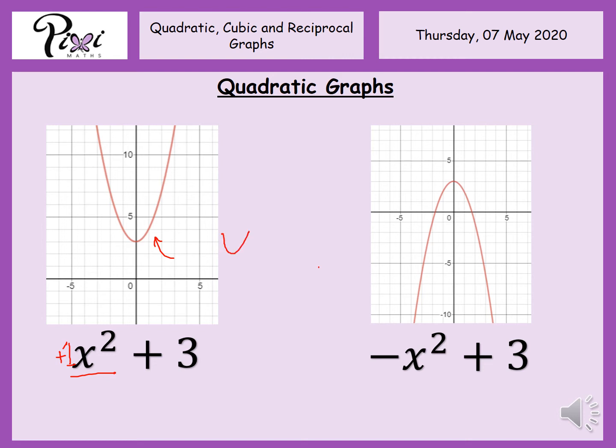So rather than being like that, it's more like this. It just flips it upside down. So if you had a negative in front of your x squared, your graph's going to be the other way up. So something to be aware of.